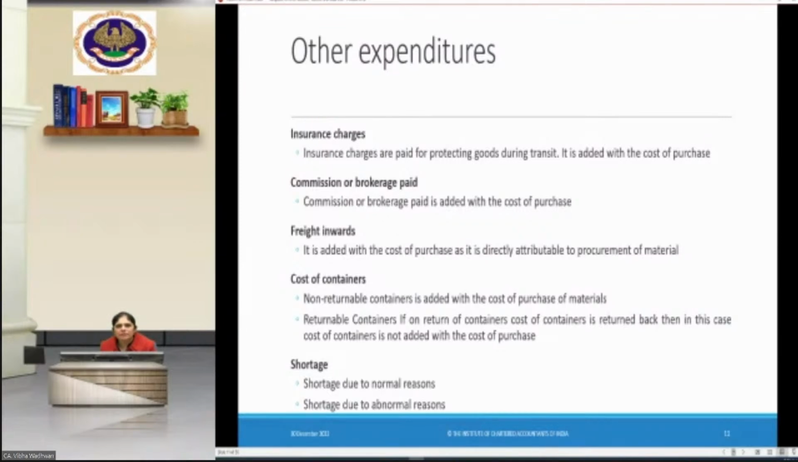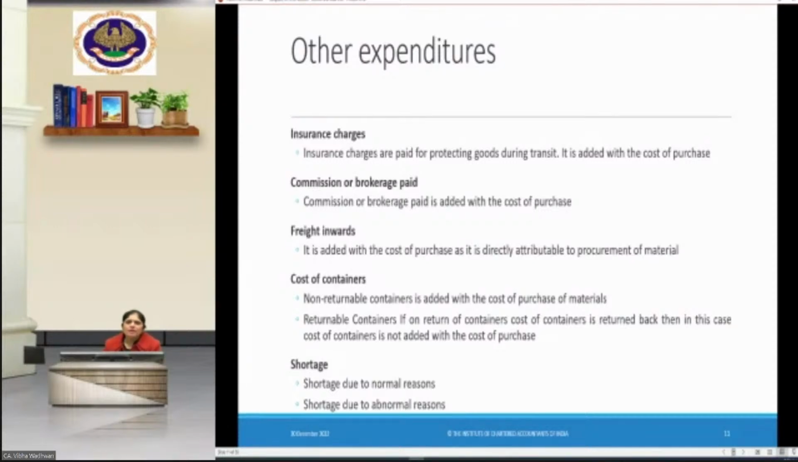Cost of containers. So sometimes goods are in liquid form, for example, and they come in containers. They cannot come loose. So the supplier sends them in containers. So if they are non-returnable containers, that means the supplier must have charged you the cost of containers also. So if you have paid for the containers, then it will be added. Returnable containers, that means you will return the containers back to the supplier. So if you are returning the containers back to the supplier and you get a refund of the container cost, then it will not be added.